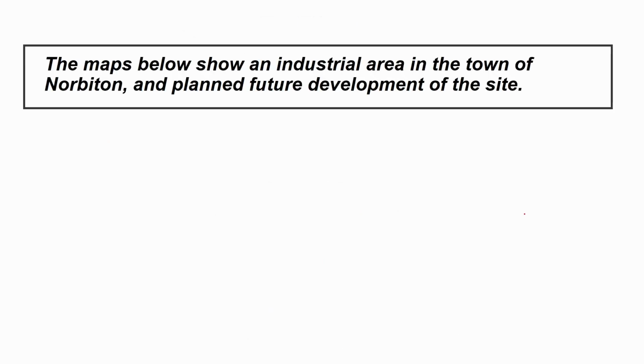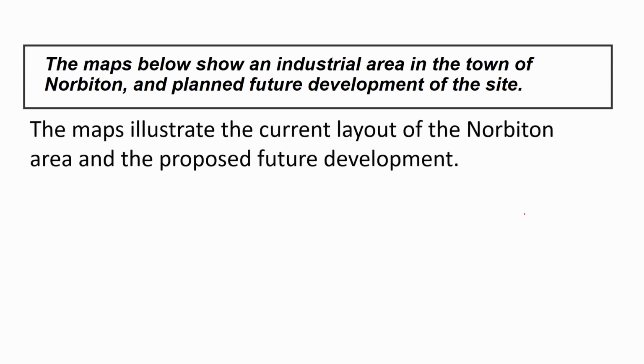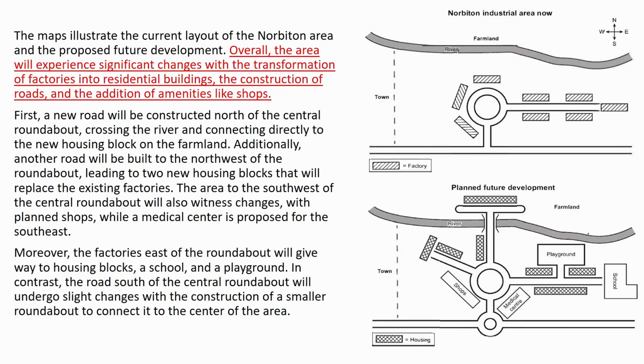So next step is to paraphrase the statement. This is my paraphrase. The maps illustrate the current layout of the Norbiton area and the proposed future development. So the first change I deleted below because there is nothing below my writing. Instead of show, I wrote illustrate. And instead of planned future development, I used proposed future development. And I added this part from myself, the current layout of the place. So this is my sample. We just read the paraphrase together.